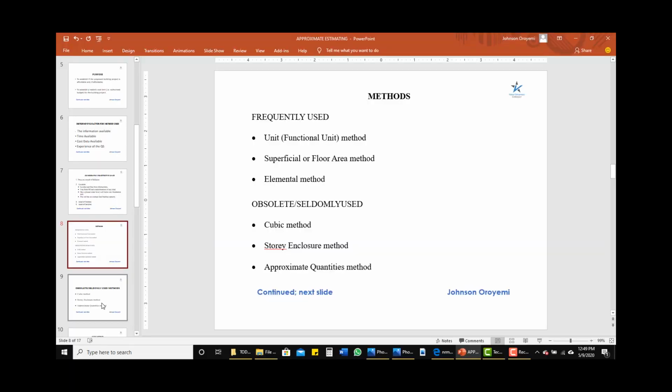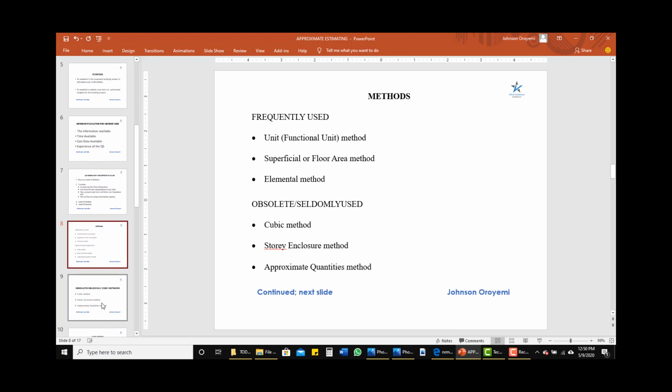Like I said, while I was talking about the determining factor for the method used, I spoke of the fact that there are some methods of preparing preliminary estimates that are already obsolete, that you can't see them in use. I mean, they are seldom used. And one of them is the cubic method. Then another one is the Storey Enclosure method. Then also the approximate quantities method.